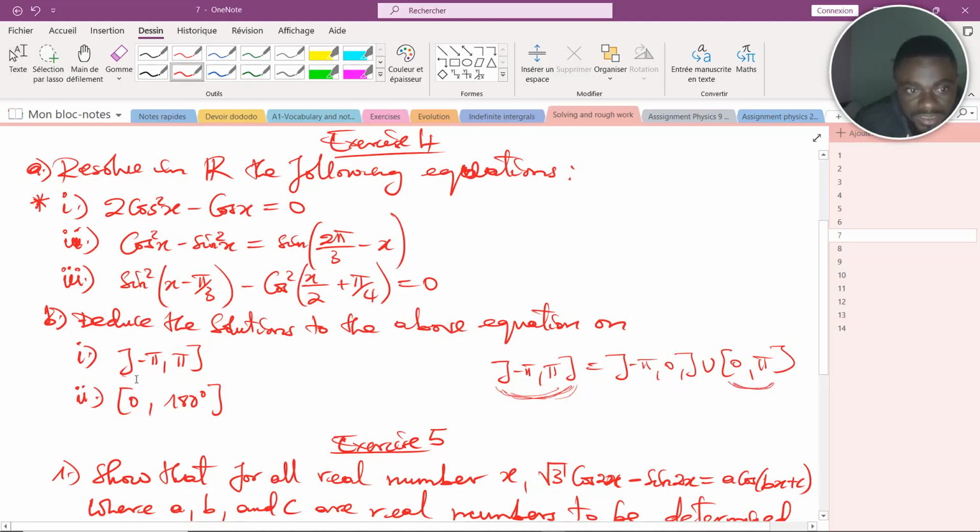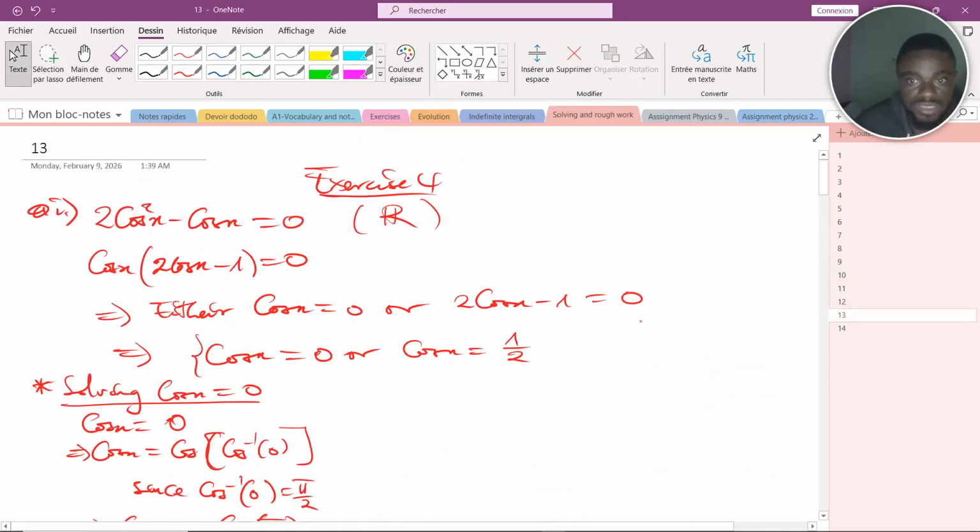This interval is equal to what? Minus pi to 0 union 0 to pi. It means that if I have already found the solutions on this, since this interval is equal to this interval union this interval, I'll just find, between those solutions, the values that are found on this interval. From there, I'll deduce, instead of wasting time again. So this is what I'm saying.